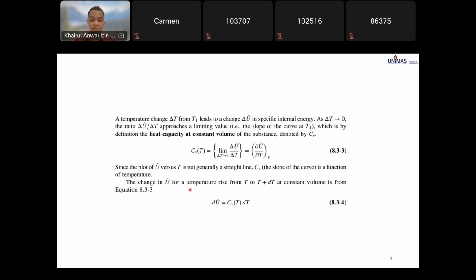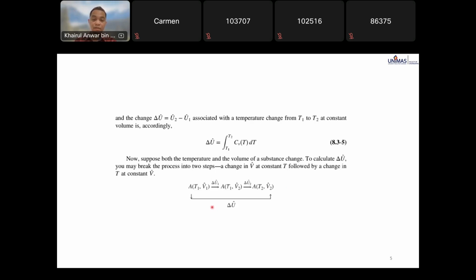The change in U, temperature rise from T to T plus delta T or T plus dT at constant volume, is from equation 8.3-3. And the change delta U associated with a temperature change from T1 to T2. So we have delta U, this is a specific internal energy, equal to the integral from T1 to T2 of CV dT.